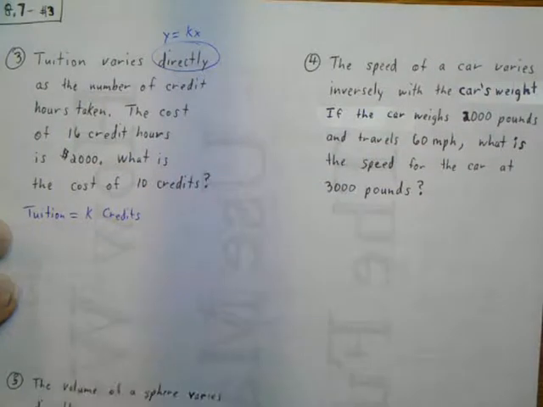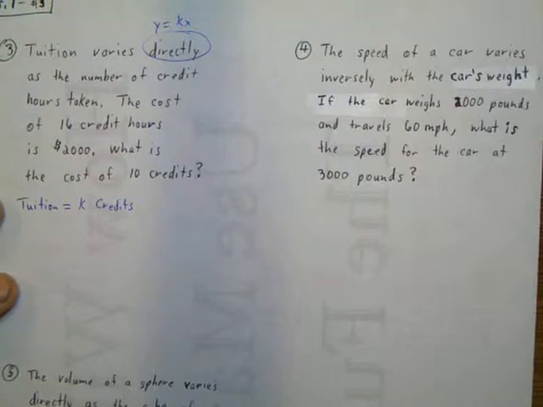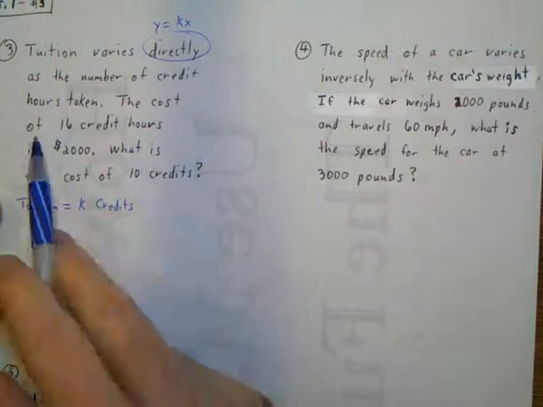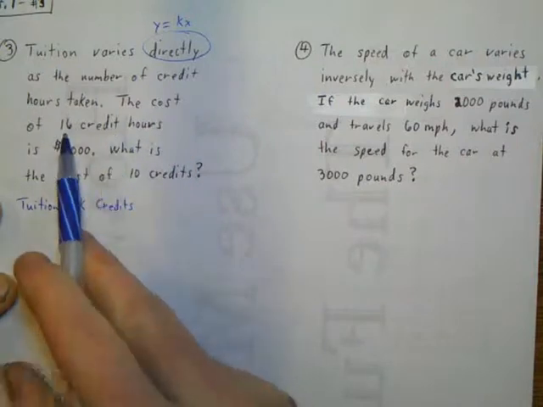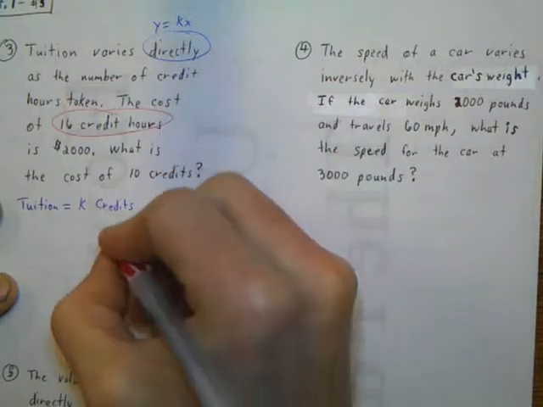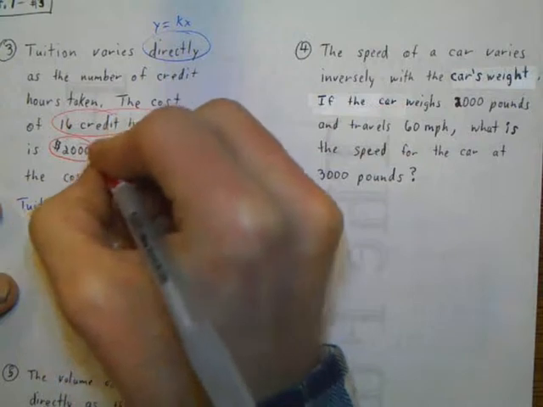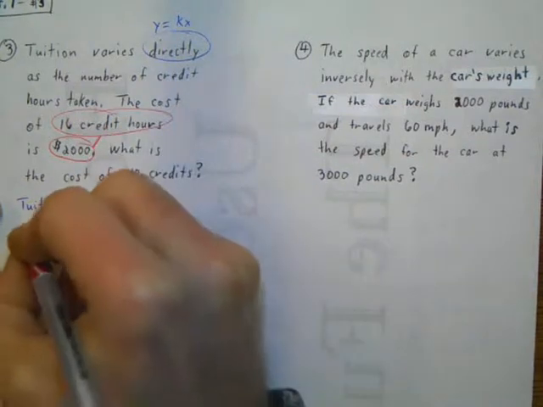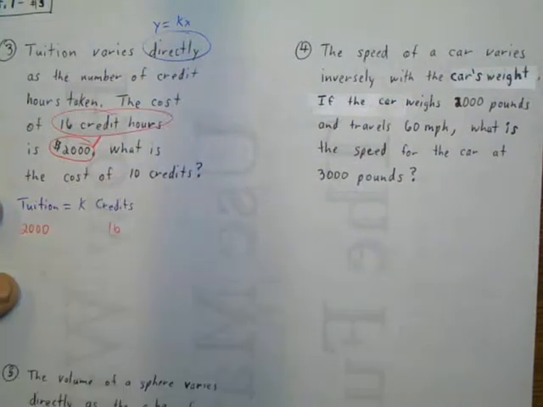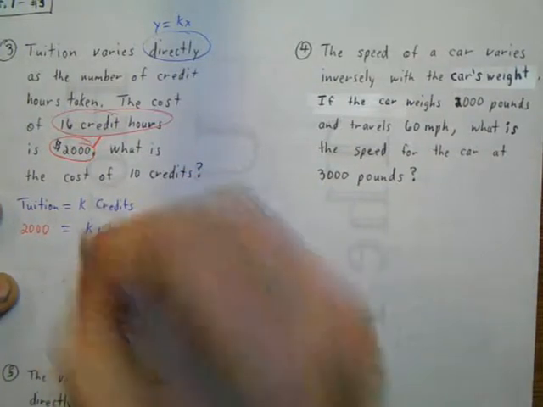You don't have to write out the words. You can just pick your favorite letter, T and C. In fact, that's sometimes what I do. So here we go, the cost of 16 credit hours. So that 16 is going to go under credits. And notice that that's connected in the same sentence with $2,000. So 2,000 equals my constant times 16.